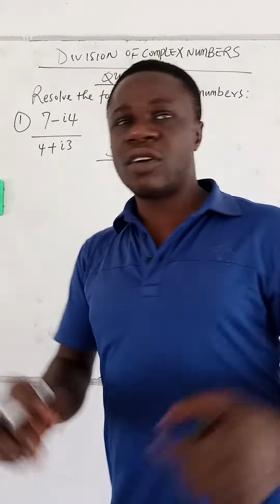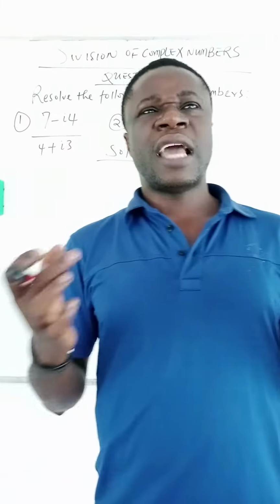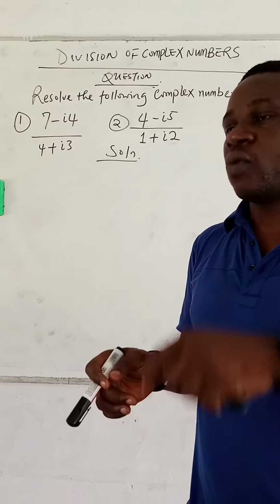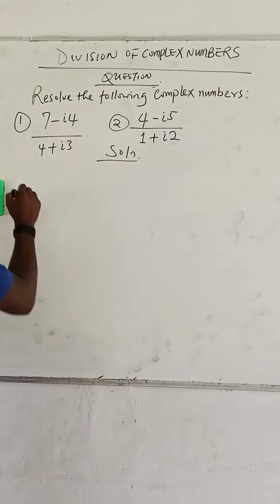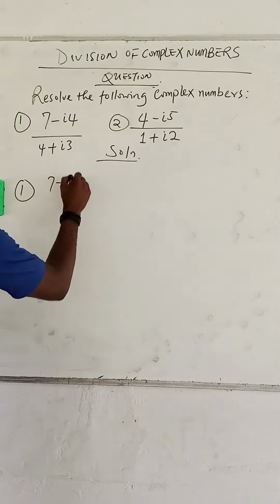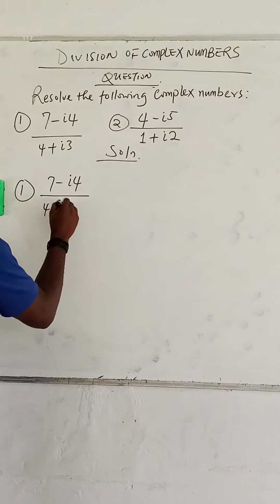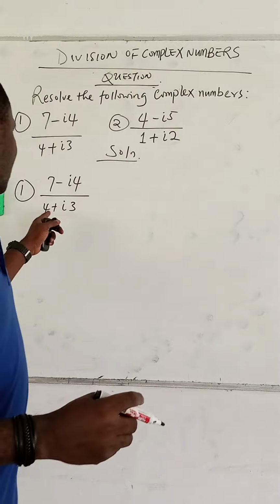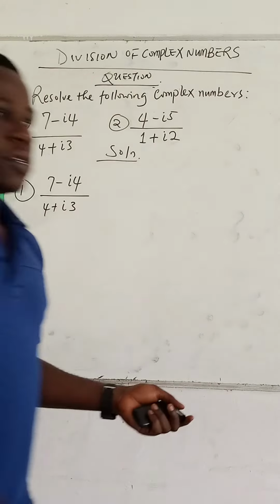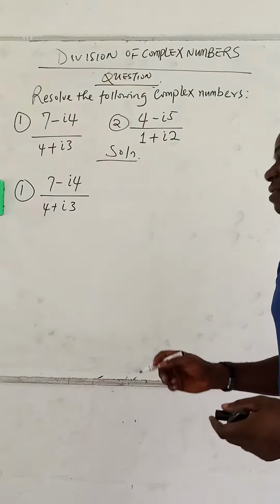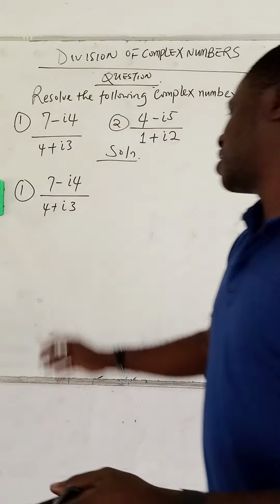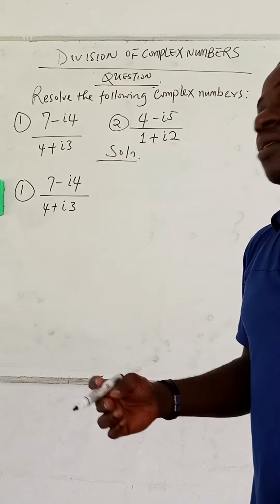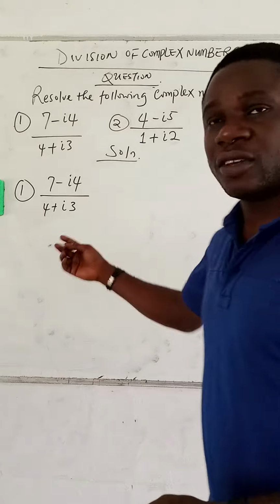Now, in trying to do this, the concept of the conjugate surd applies here directly. Let's see how we do it. For question 1, we have 7 minus I4 over 4 plus I3. The next thing we need to do is to find the conjugate of 4 plus I3. Of course, the conjugate of 4 plus I3 is 4 minus I3. So we are going to multiply both the numerator and the denominator by the conjugate of the denominator.